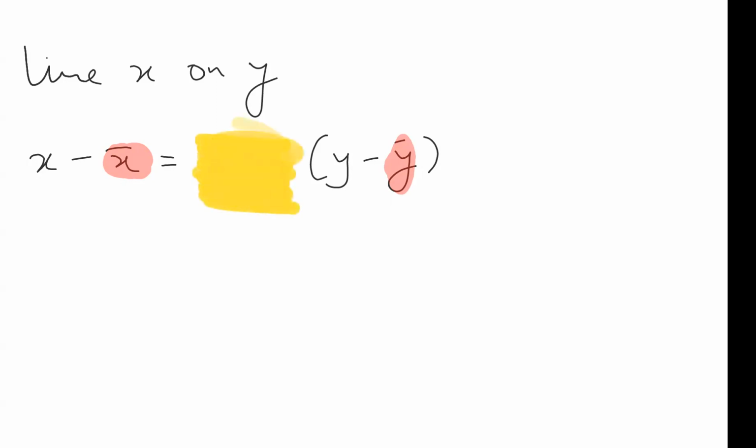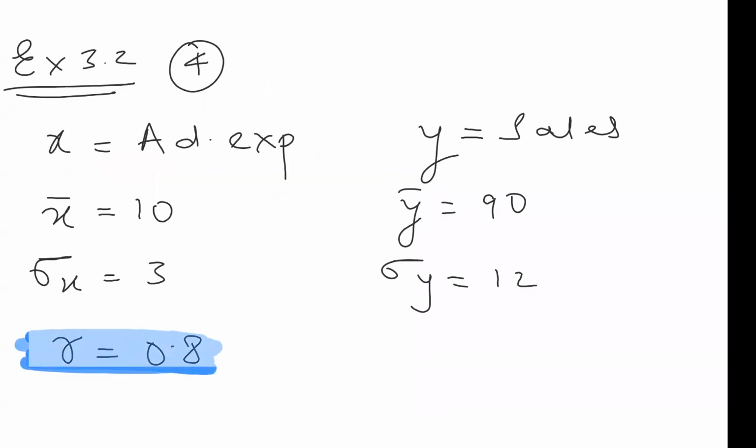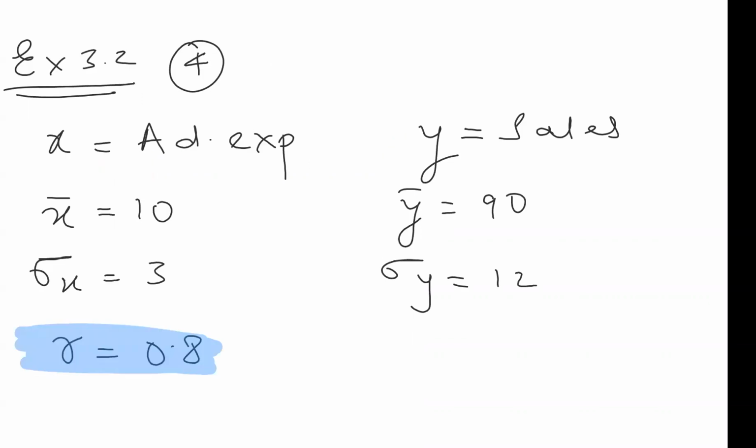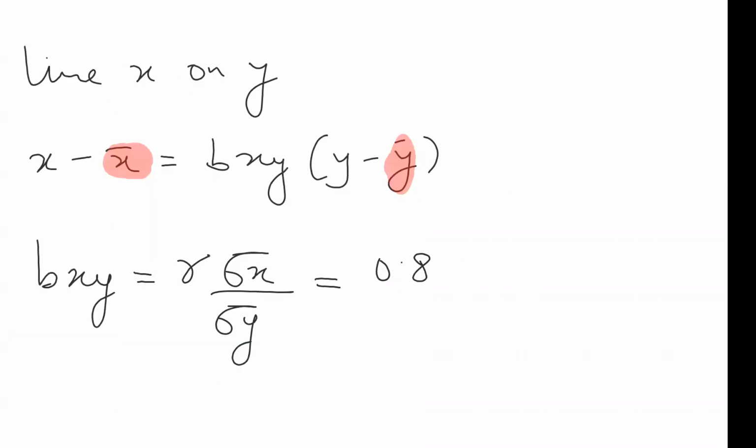Obviously you are supposed to know the formula by heart. Bxy is nothing but the regression coefficient of x on y. The formula of bxy is in terms of r and in terms of covariance. We'll use the formula which has r, because r, the correlation coefficient, is given in the problem. So bxy is r sigma x upon sigma y. The value of r is 0.8, and sigma x and sigma y are 3 and 12 respectively. So 0.8 upon 4, which is equal to 0.2. The calculation was pretty simple. So we calculated the value of bxy.